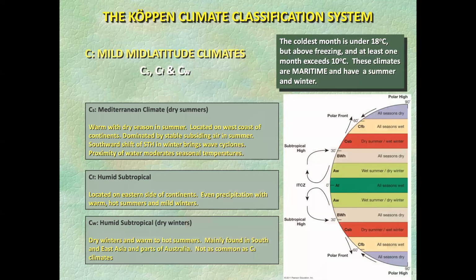Okay, now we move on to C climates. So C climates are either Mediterranean, named after, of course, the Mediterranean region of Europe. So think Italy, Greece, the south of France, Spain, Portugal. Or in our own country, Southern California, San Francisco.